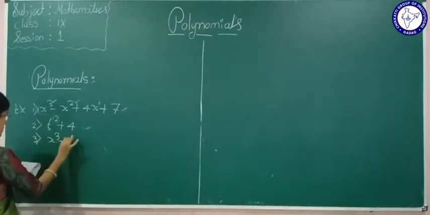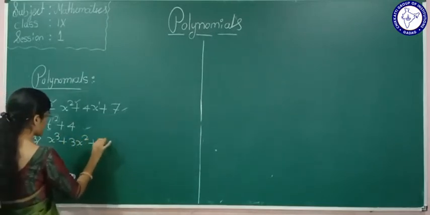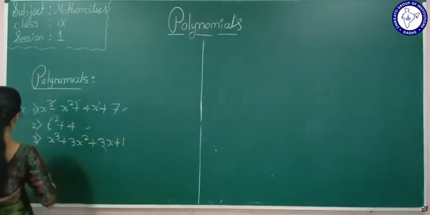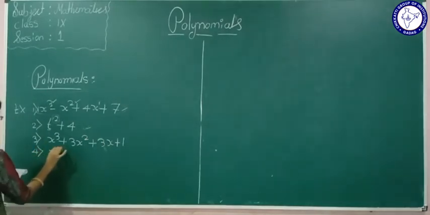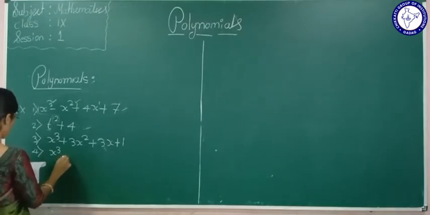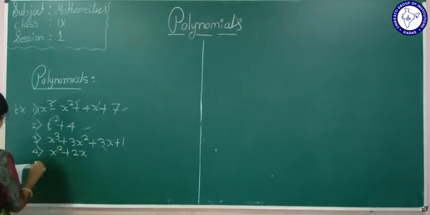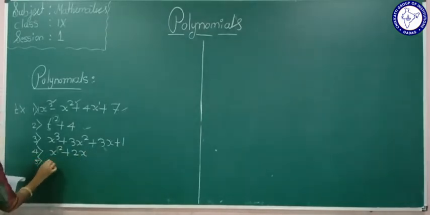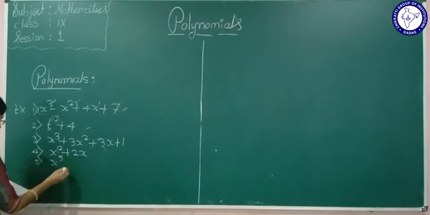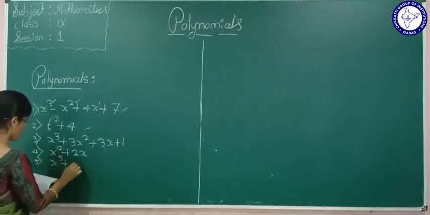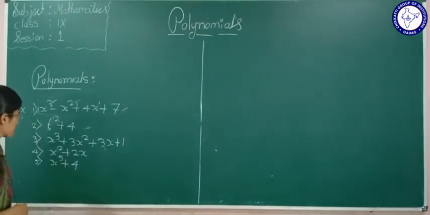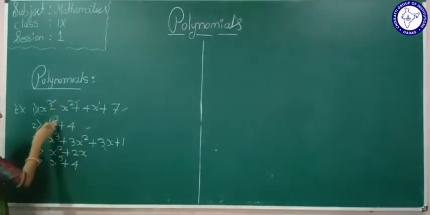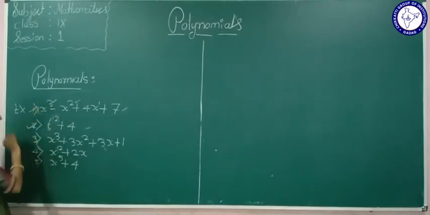x cube plus 3x square plus 3x plus 1. We will see a few of the examples and discuss them. x cube, we'll take x square plus 2x. Fifth example, x raised to 5 plus 4. Now see here, students, definitely we come to know these two are polynomials.